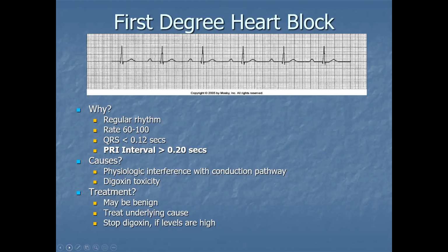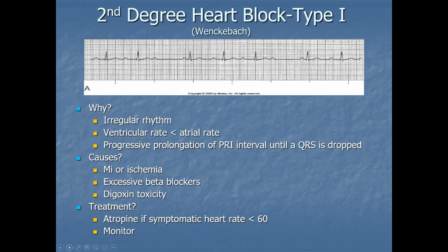You can see that there's generally a little bit more than one full box between the P and the QRS. If you look at the actual strip itself, it's about 1.25 to 1.5 of those boxes. And again, it may be relatively benign. If it's not, in some cases it's actually caused by the treatment. So the patient may be on digoxin, and if the serum levels are high, it may need to be either stopped or the dose cut down.